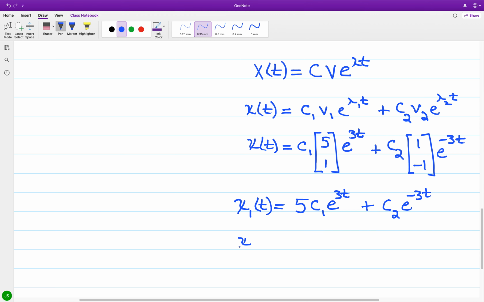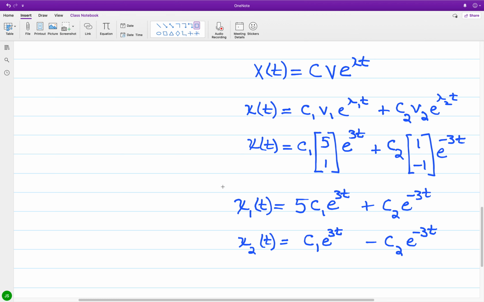And for x of 2 of t, just taking the bottom layers, we have c of 1 times e to the 3t, and c2 times negative 1, so minus c2 times e to the negative 3t. That would be the outcome for this particular system, and this is just one representation.